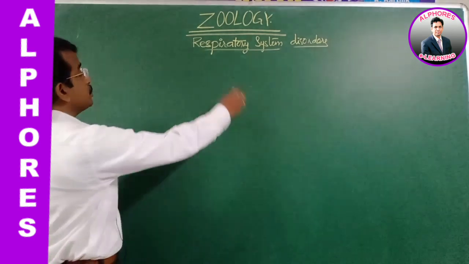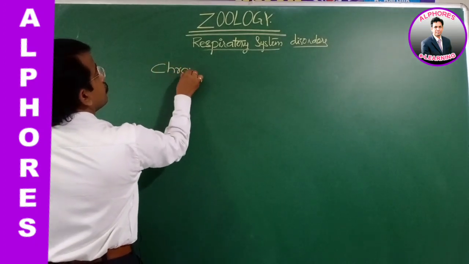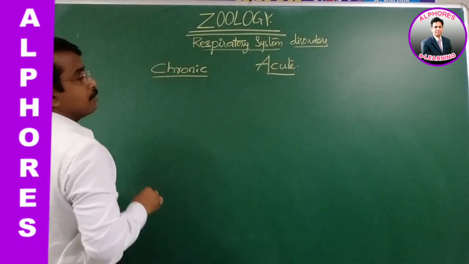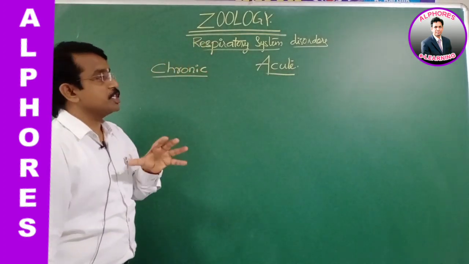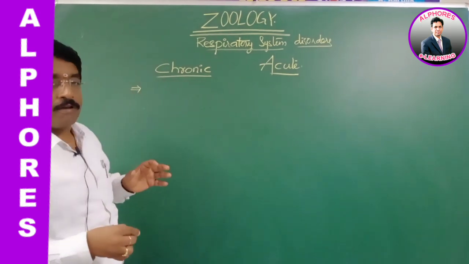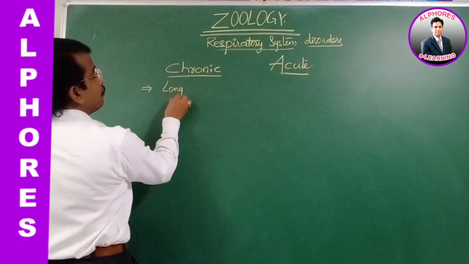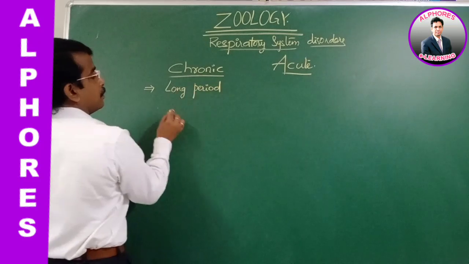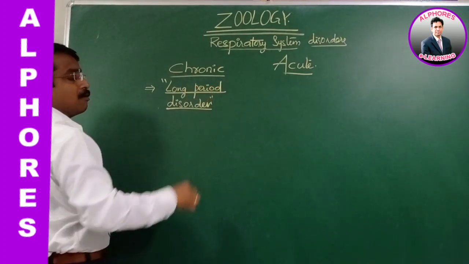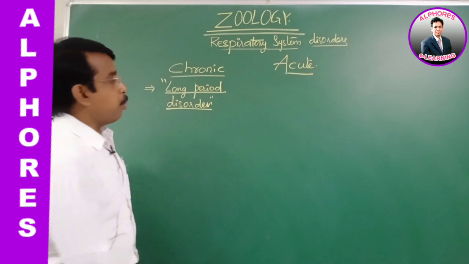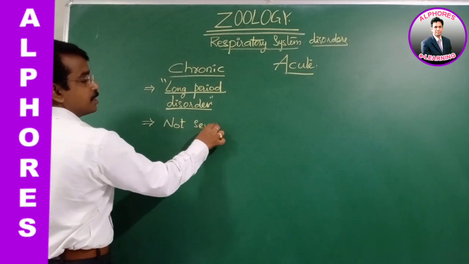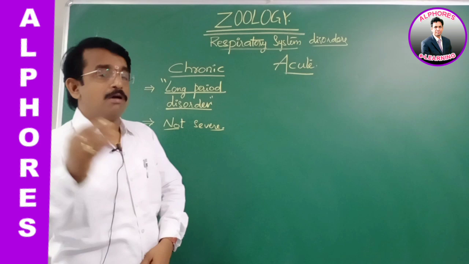Generally, we see the disorders as chronic and acute. Let's see what these chronic and acute conditions are. Chronic means the disorder or problem that one faces for a long period. A disorder that one suffers for a long period is said to be chronic, and it is not severe.